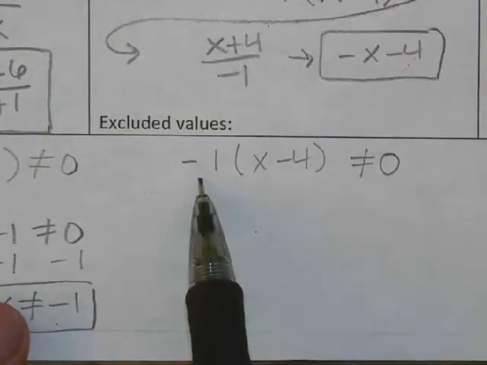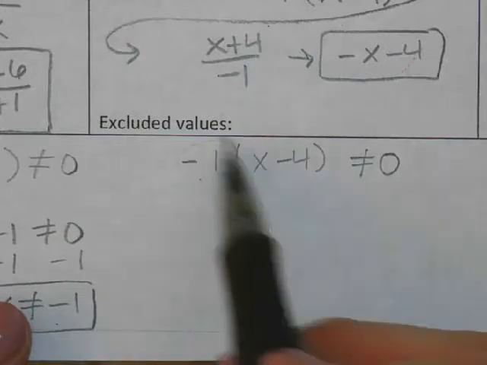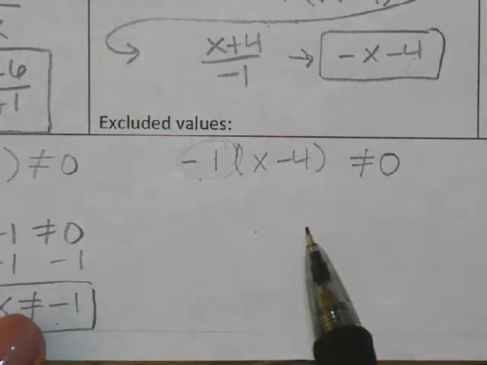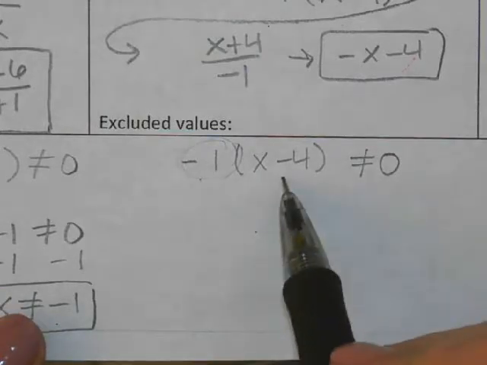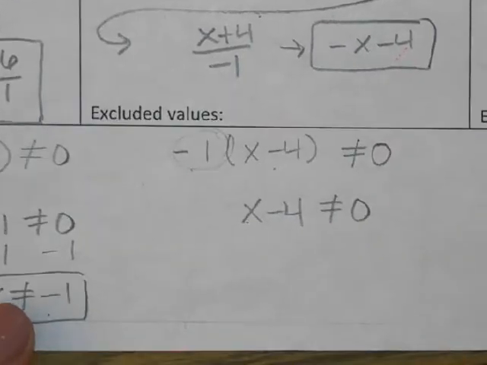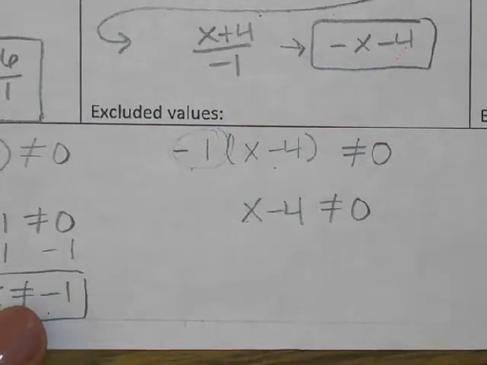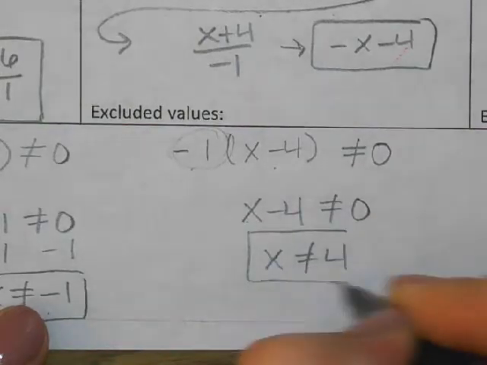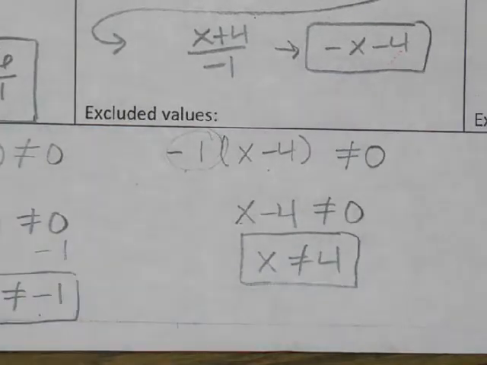Now, this negative 1 does not have an x attached to it, so there is no excluded value being represented here. That is always going to be negative 1, no matter what you plug in for x. So we can ignore that part. I'm just going to look at this part, and I'm going to say x minus 4 cannot equal 0. And then how do I solve for x? Plus 4. So x cannot equal 4. And that's because if it equals 4, we're dividing by 0, that's a problem. Okay?